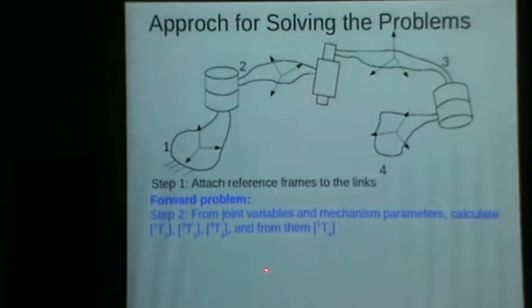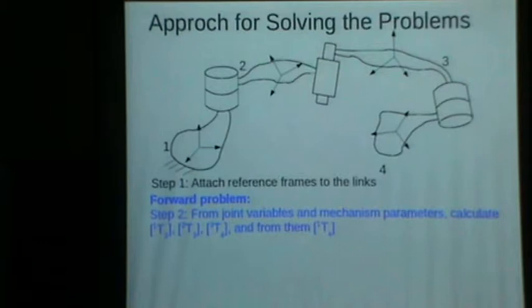Then using chain rule, just by multiplying them out, we get the transformation matrix from 4 to 1. Transformation matrix from 4 to 1 is nothing but the position and orientation of the last body with respect to the first. And that is exactly what we wanted. What is the position and orientation of the last body, the end vector, with respect to the first body? So it is solved as simply as this. Just multiply this out. Construct them, calculate them numerically, then simply multiply them out, you get this. Okay? So the forward problem is as simple.